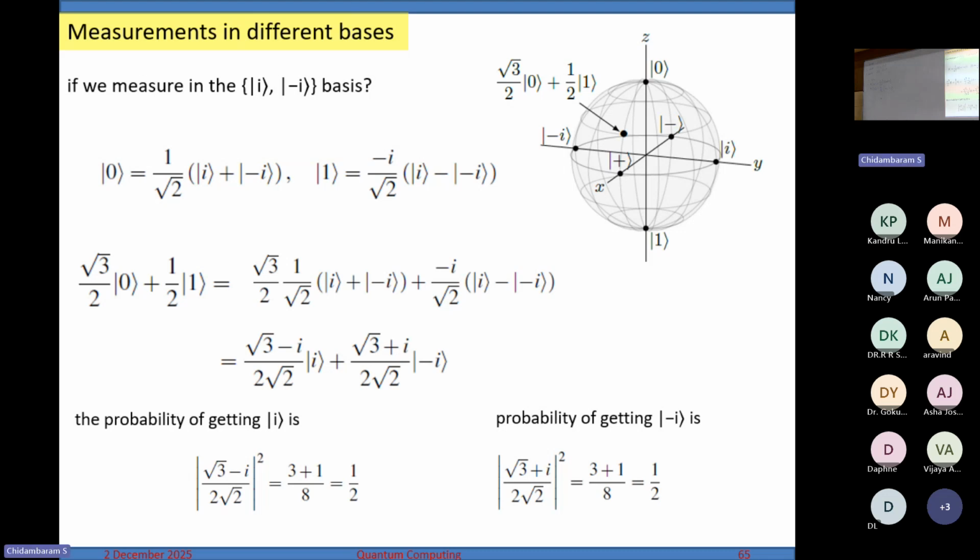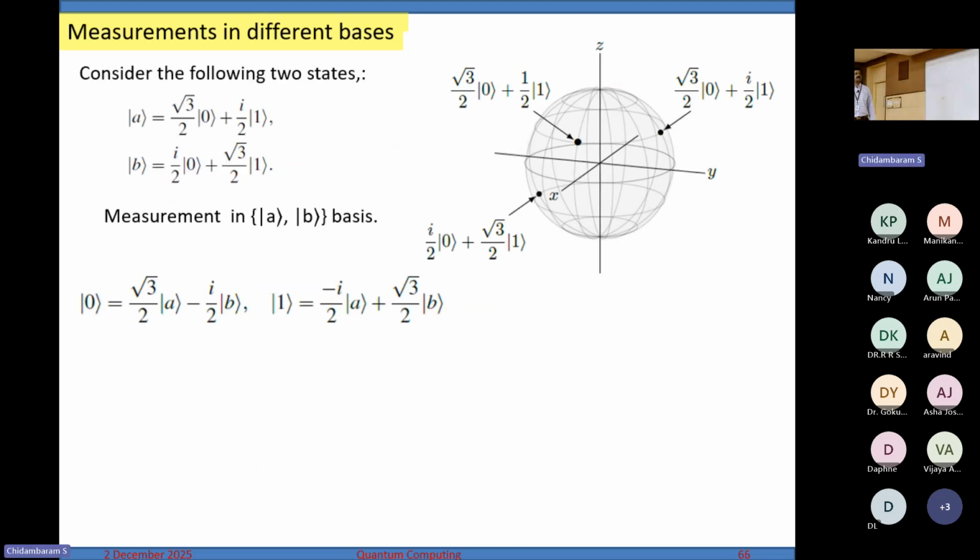So same qubit. My qubit is the same. When I change the basis, my measurement is changing. Right? Sir, why only X basis, Z basis, Y basis? I am defining my own basis. Okay, you see here, I am defining my own basis. So of course, the line is not there. You can think of that as this.